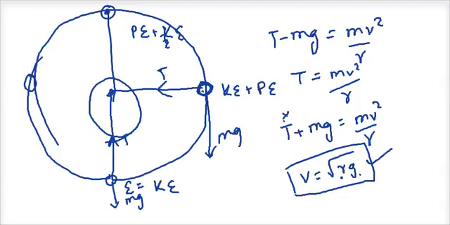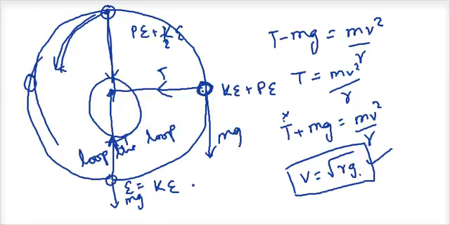If it has less than this velocity, it will fall down. If it has 0 velocity, it will just fall down. If it has less than this velocity, it will fall down in a parabolic path. Okay, so whatever happens, if the stone has to complete the circle, technically this is called loop the loop.